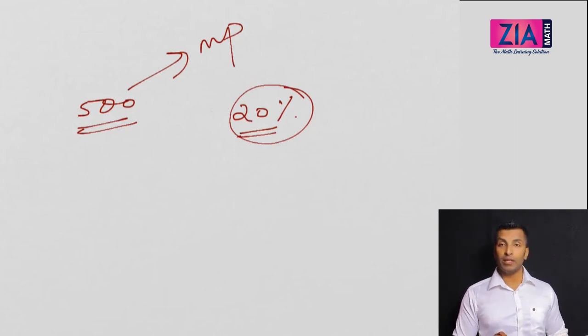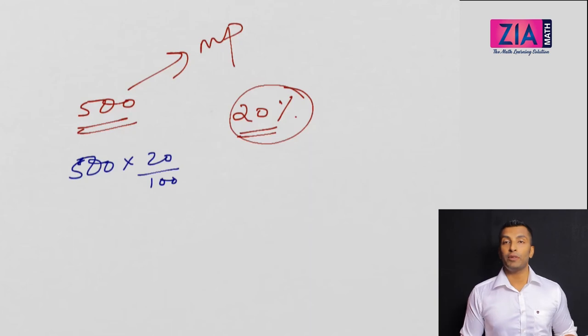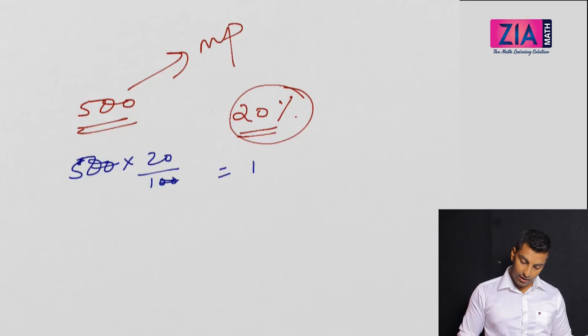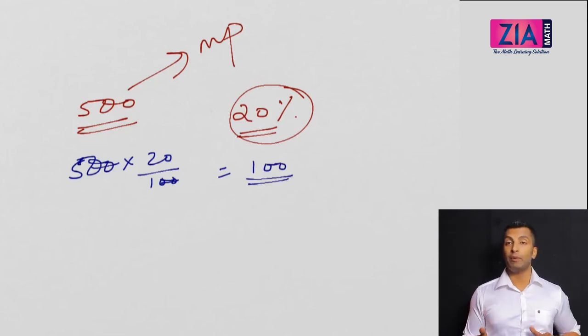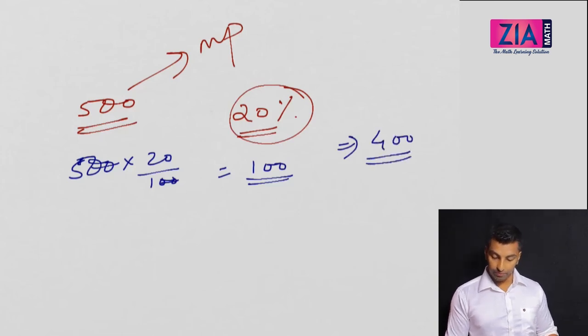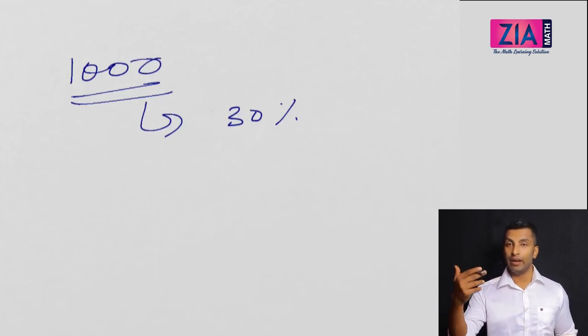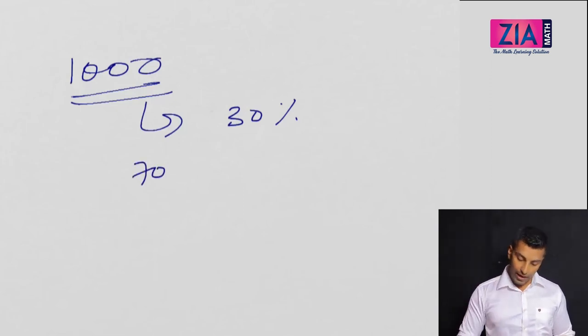So how to find 20%? This is 500 into 20 by 100. So anything given in percentage, you write 20 over 100. So 20% means 100. So what will be the price? 20% discount means 100 rupees less. So your final price will be 400. Okay, so like this, if 1000 is the marked price, 30% discount is there, you calculate 30% of 1000, that is nothing but 300. So what is the final price? 700. Final price will be 700.